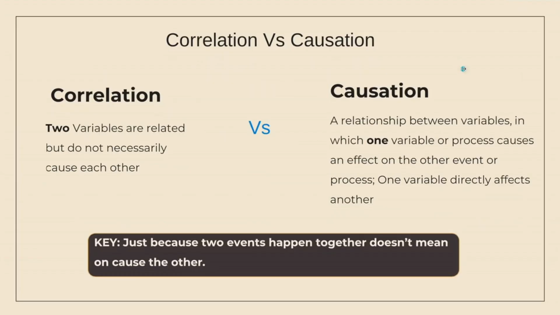One of the biggest mistakes in research is confusing correlation with causation. Correlation means that two things are related, but one does not necessarily cause the other. Causation means that one variable directly causes a change in another. For example, ice cream sales and shark attacks both increase during the summer, but ice cream does not cause shark attacks. The real factor is hot weather, which increases both. This shows that just because two things happen together does not mean one caused the other.